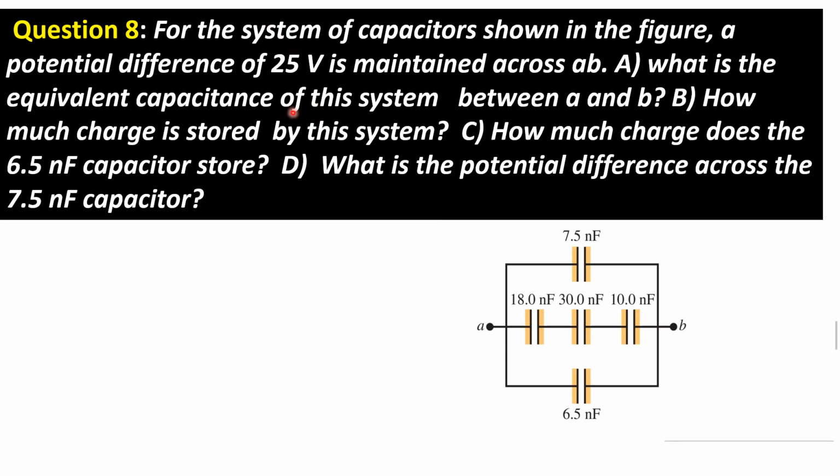Our last question, number 8, is again a problem-solving question. For the system of capacitors shown in the figure here, a potential difference of 25 volts is maintained across points A and B. Question letter A, what is the equivalent capacitance of this system between points A and B?